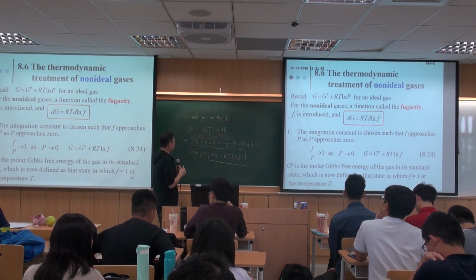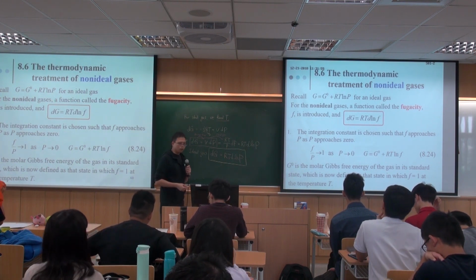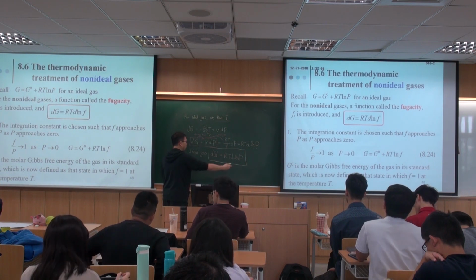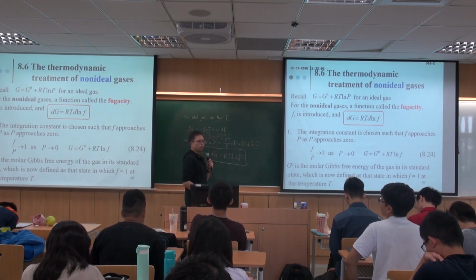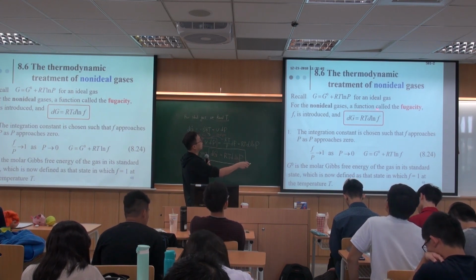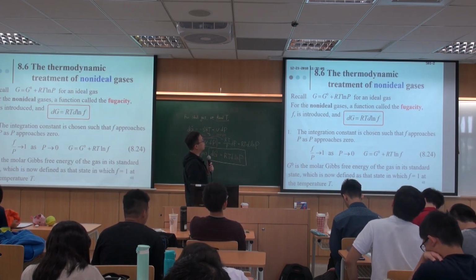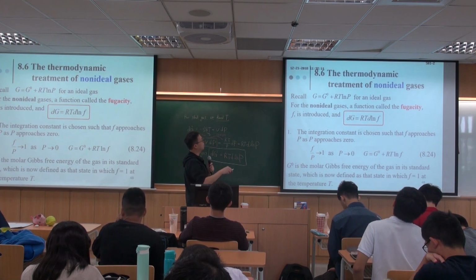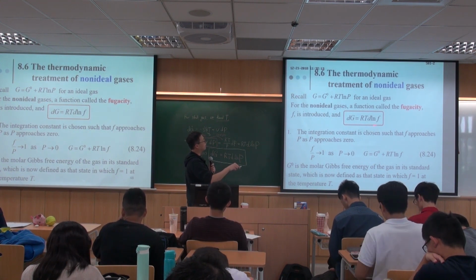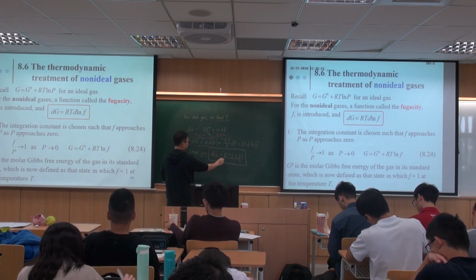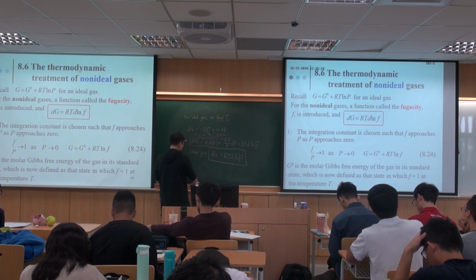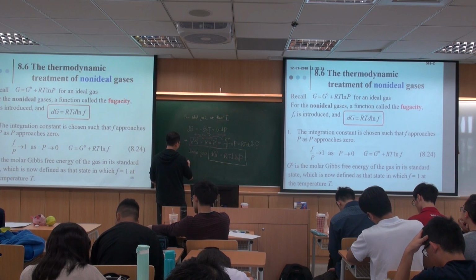So of course, for non-ideal gas, if we still want to use this equation to calculate, we typically introduce a function called fugacity. And this fugacity is defined by this equation. So you'll see that for ideal gas, it is RT d log P. And we do that for non-ideal gas.